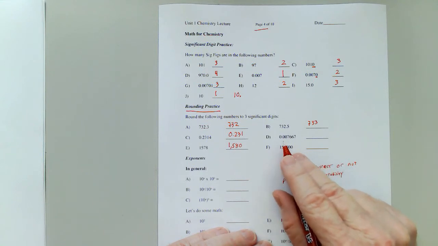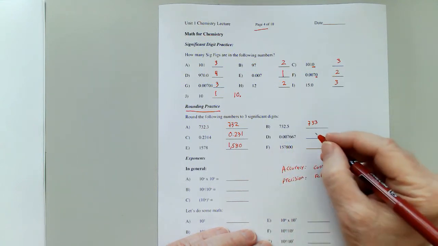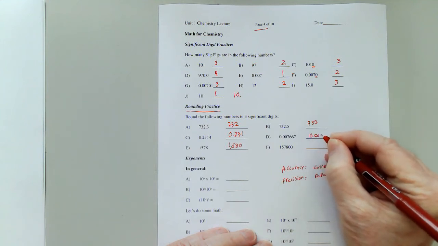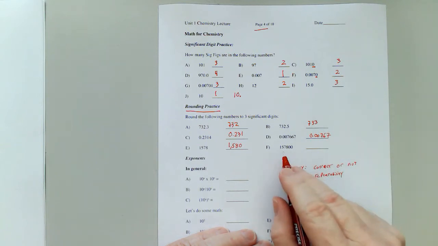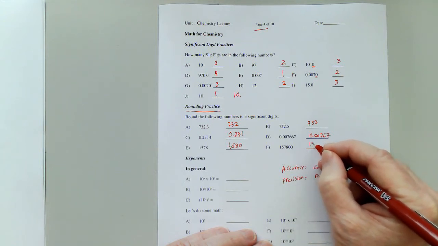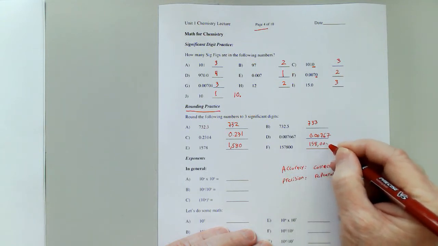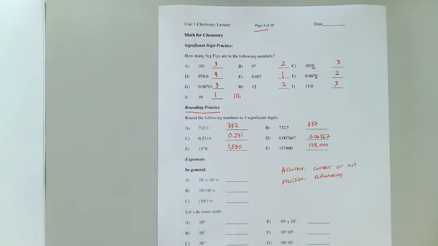0.007667. The leading zeros are not significant. The 7 and the 6 are. The next number is a 6. So 0.00767. And here the 1, the 5, and the 7 are all significant. So 158,000. That is a comma, not a decimal point.